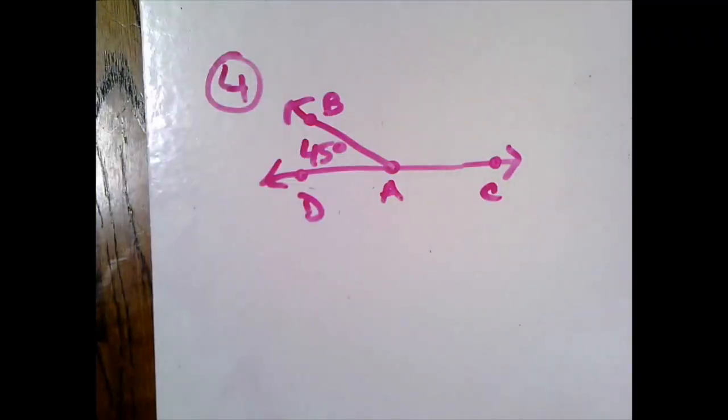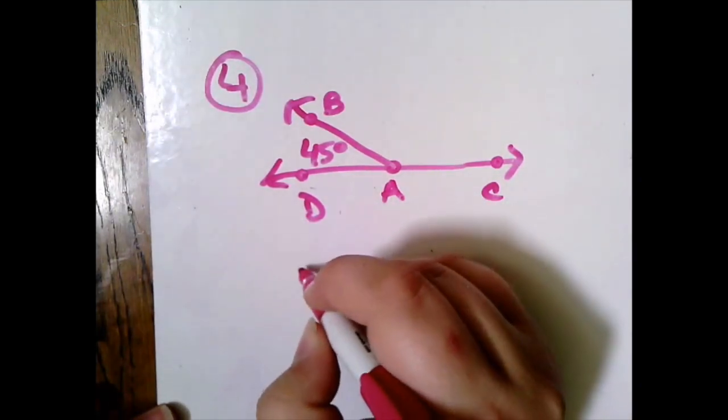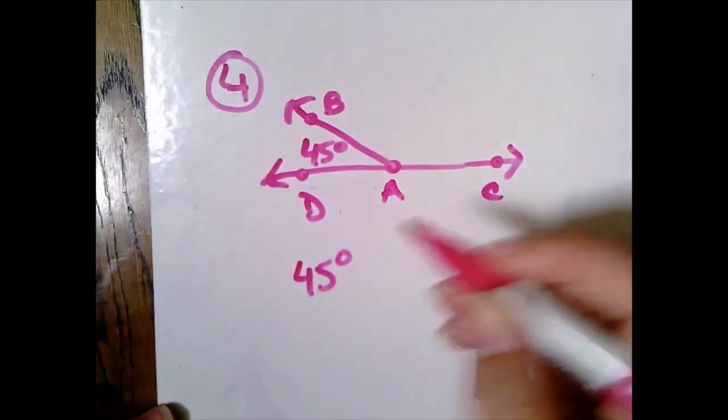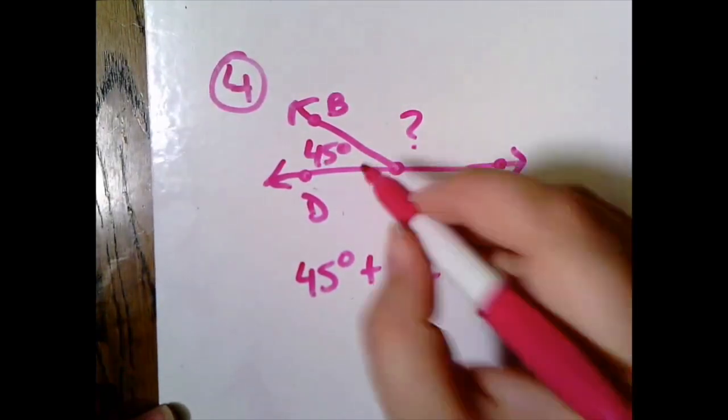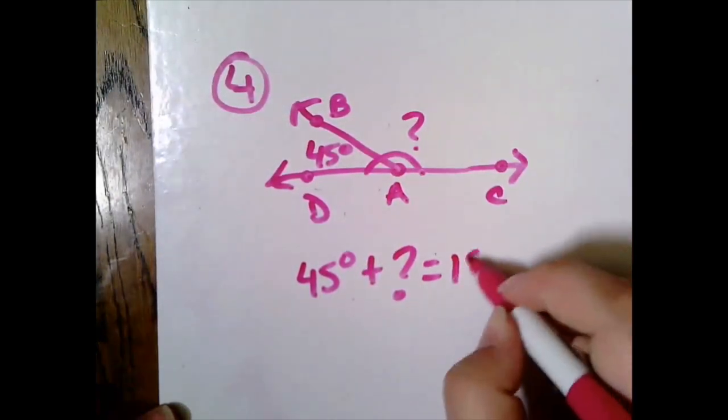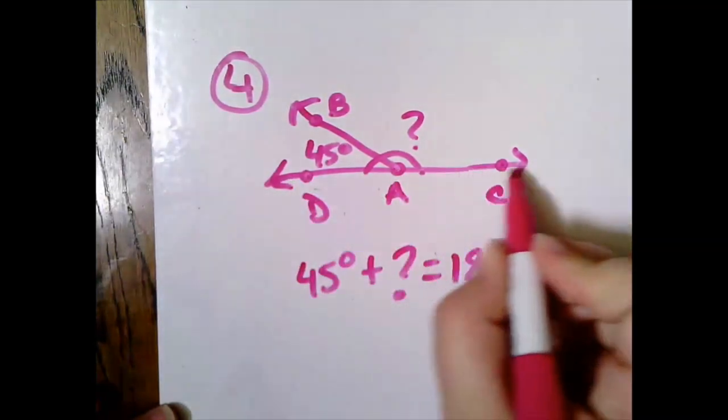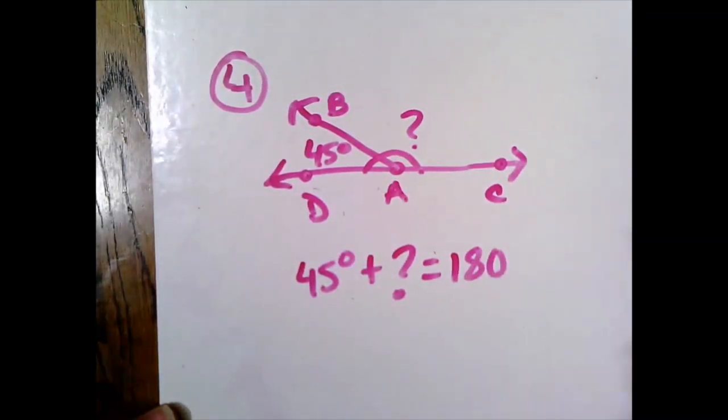This problem I want you to do on your own. Let's just go ahead and write out the equation, and then I'm going to do this little waiting period, and I'm going to show you the answer, see if you're right. We have 45 degrees plus we don't know is equal to altogether 180, because this makes a straight angle. It's a straight line. Okay, let's see if you can do it.